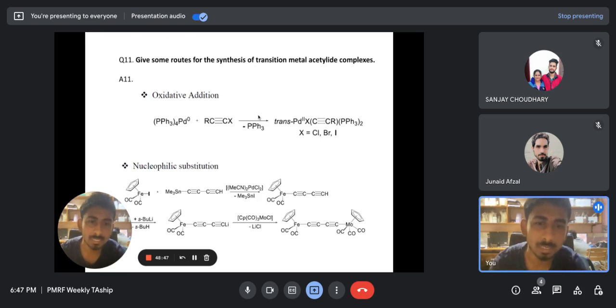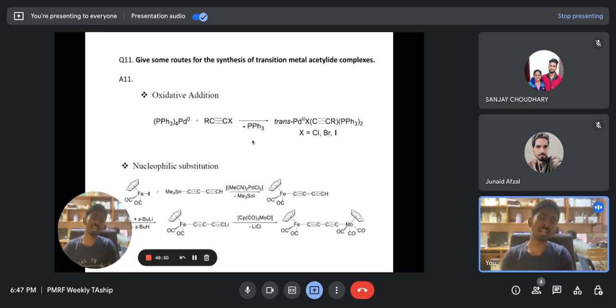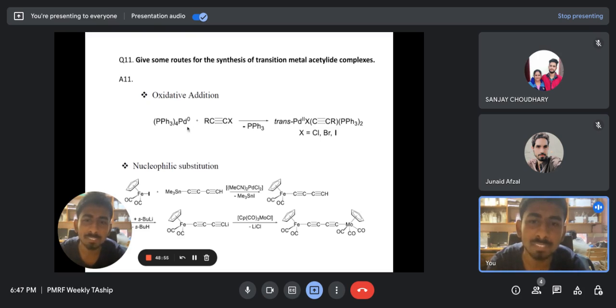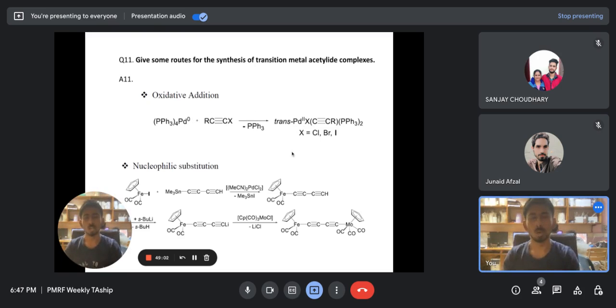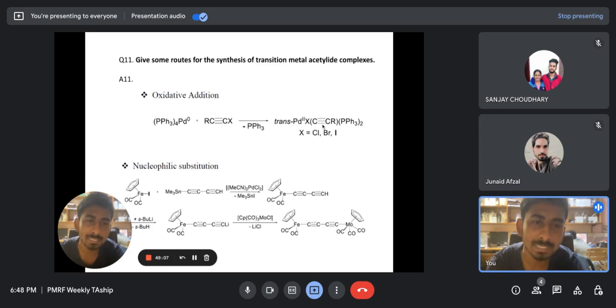Now what happens is, with a concomitant dissociation of the ligand, that is the PPh3 triphenylphosphine, this C-X moiety gets oxidatively added to the palladium center. So we are going from palladium 0 to palladium 2, because in oxidative addition, plus 2 oxidation states are seen. Pd(II)X, we are having this C triple bond CR, that is the acetylide moiety. So it is an acetylide transition metal palladium complex, and these PPh3 groups are present to fulfill the electron count of the metal center. This X can be Cl or Br or I.